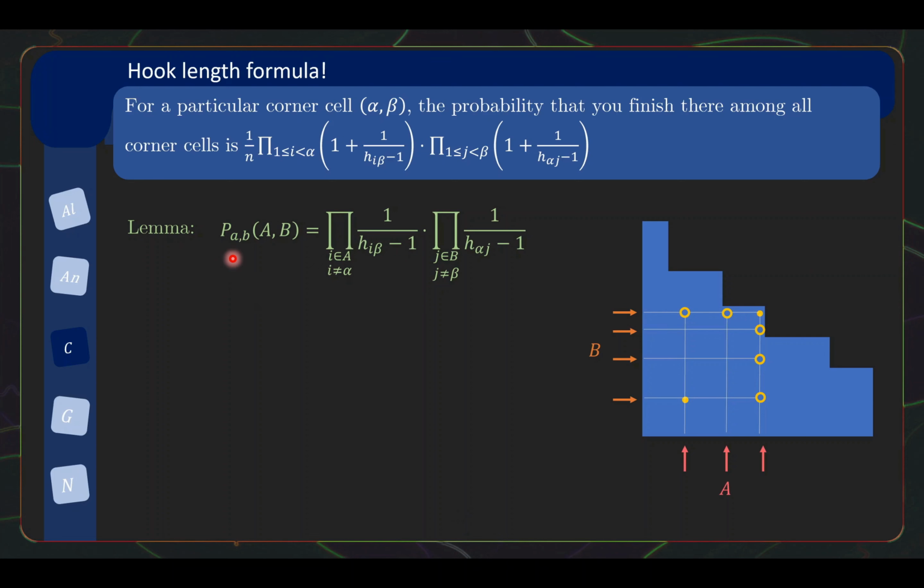This is the answer. What is P of capital A, capital B? It is given by this formula, which is quite ugly. So let me explain how you get to interpret this formula.